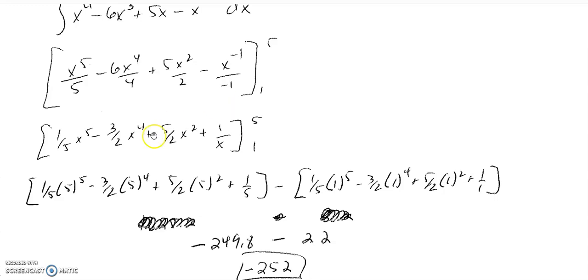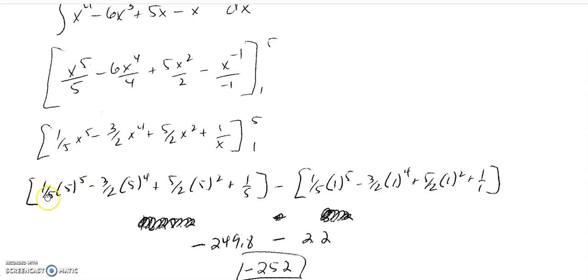So we plug 5 in first, so we have bracket 1/5 x to the 5th, minus 3/2 x to the 4th, plus 5 over 2, x squared, plus 1 over x. Again, everywhere there's an x, we put a 5. Minus, then we plug in 1 everywhere there's an x. So it's bracket 1 over 5 times 1 to the 5th, minus 3 over 2, 1 raised to the 4, plus 5 over 2 times 1 squared, plus 1 over 1.